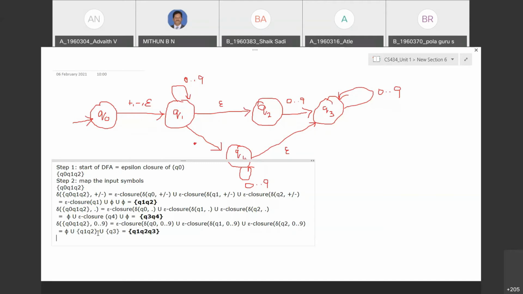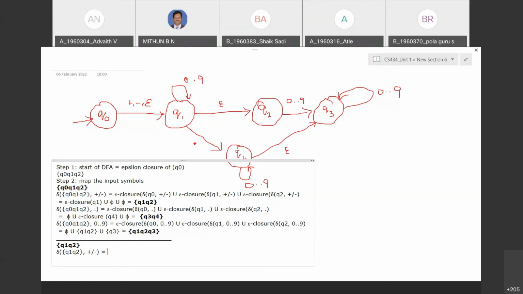So now what has to be done? This state, Q0, Q1, Q2, is over. We need to continue with the next state, Q1, Q2. You have input symbols to check: Q1, Q2 with 0 to 9, Q1, Q2 with plus minus, and Q1, Q2 with dot. Plus minus I have done.